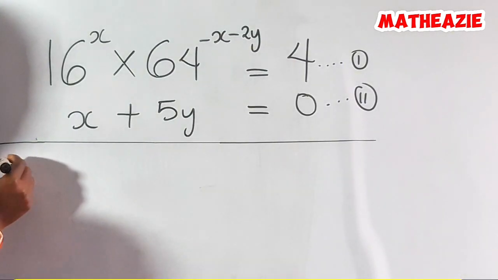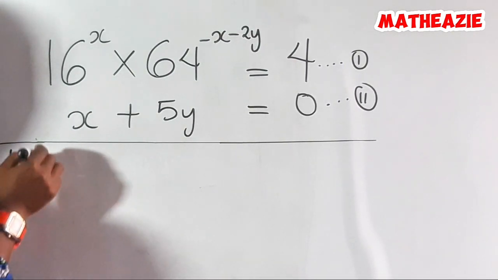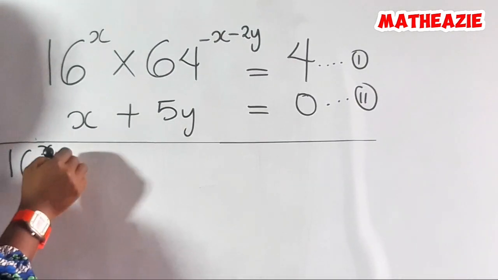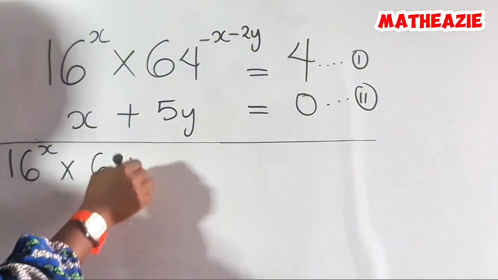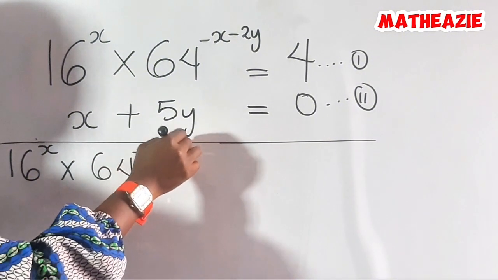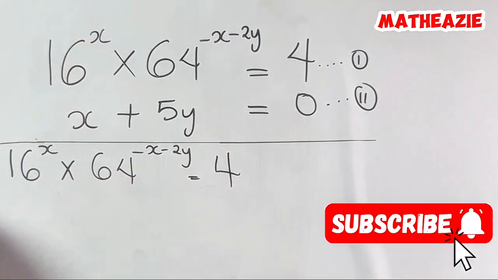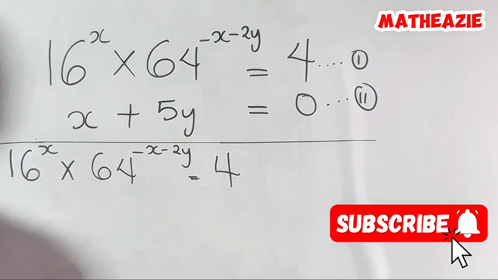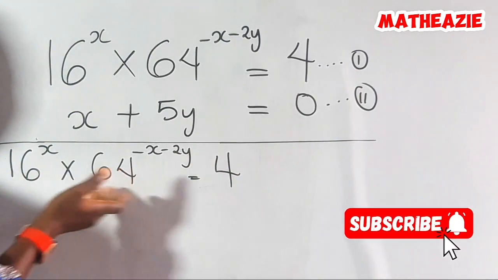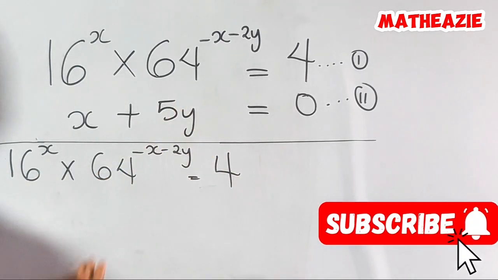Now, in the first equation, we have 16 raised to the power of x times 64 raised to the power of minus x minus 2y equals 4. Okay, now what I want to do here is to make both sides to be raised to powers.